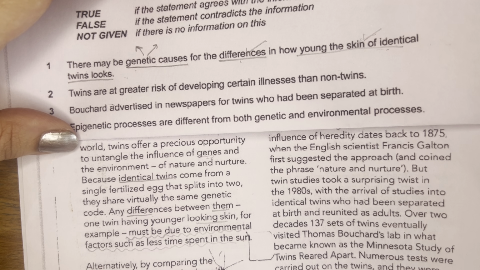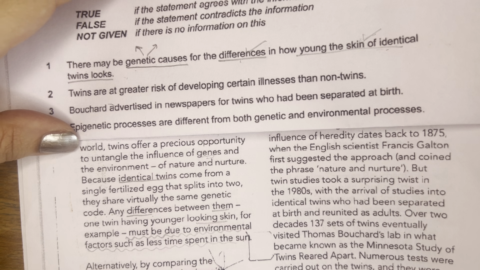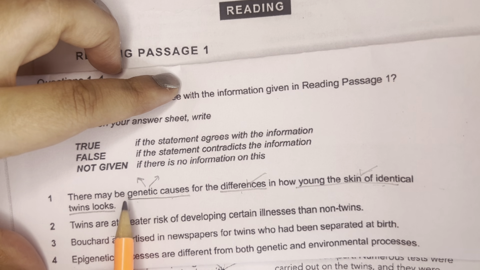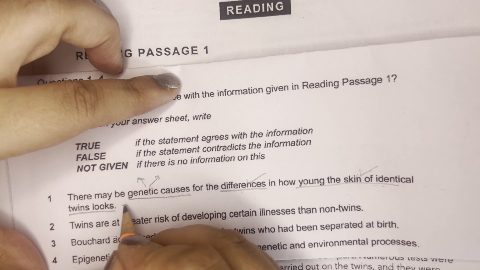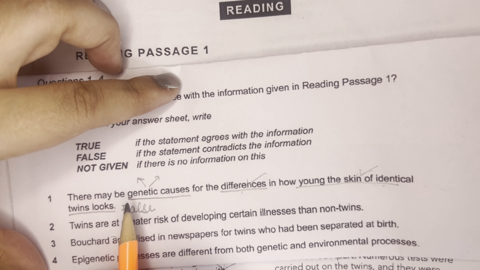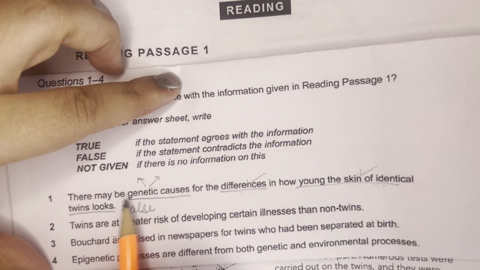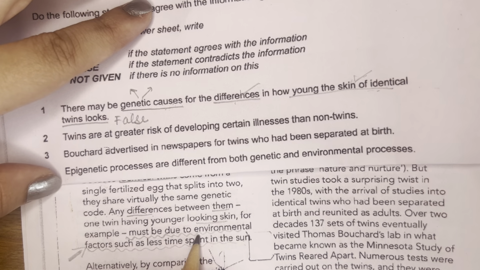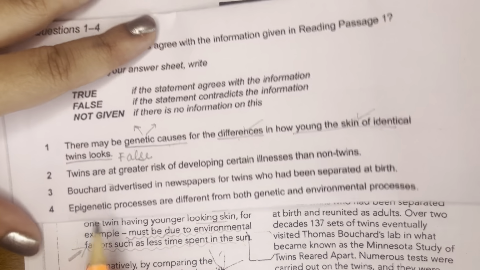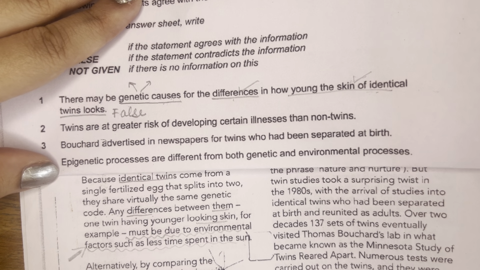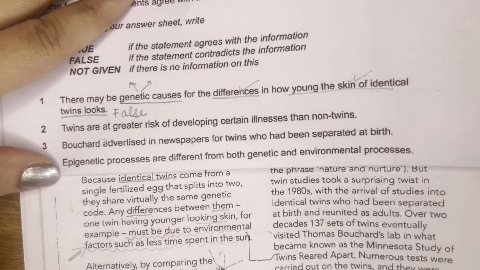That means the one who has younger looking skin is not because of genetics but because of spending less time in the sun. So that's the environmental factor, not the genetic cause. So the answer will be false, because the difference in the skin is not because of genetic cause but anything other than genetic cause. Here they have given the environmental factor, so the answer is false. Be very careful. If you understand this concept, it is going to help you immensely in your exam.